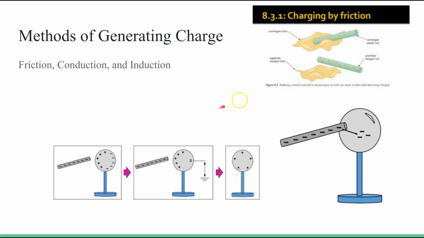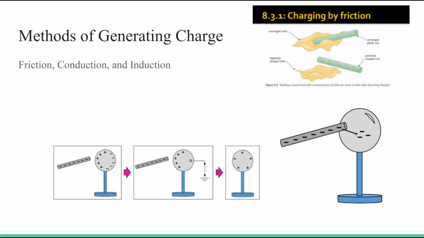I included the diagrams. So first is charging by friction. Basically, what happens when you have a plastic rod right here, and a cloth, presumably silk, and you rub them together? The protons and the electrons of both of these objects will go really close to one another because they're rubbing on each other. So one of the objects will start to grab electrons from the other object.